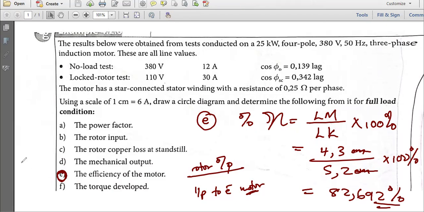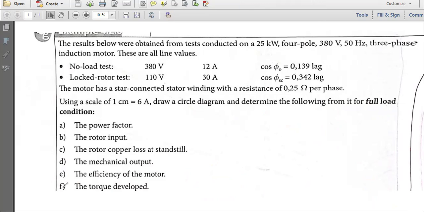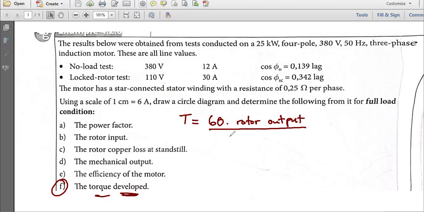Then the last part was to calculate the torque developed. The torque that is developed. So the torque developed, there are actually two formulas for that. We can calculate it from the rotor output. From the rotor output, you must use the speed of the rotor.